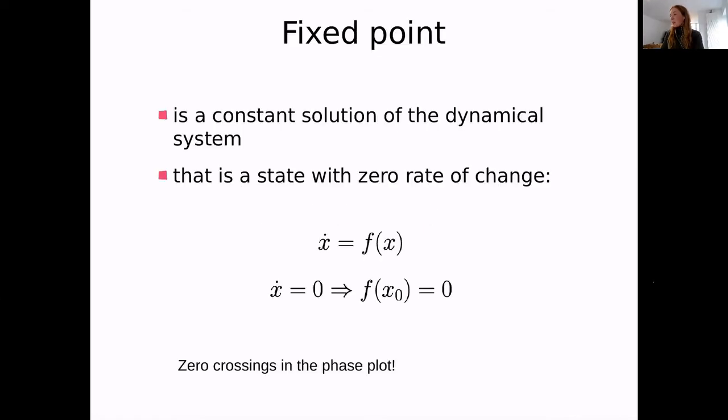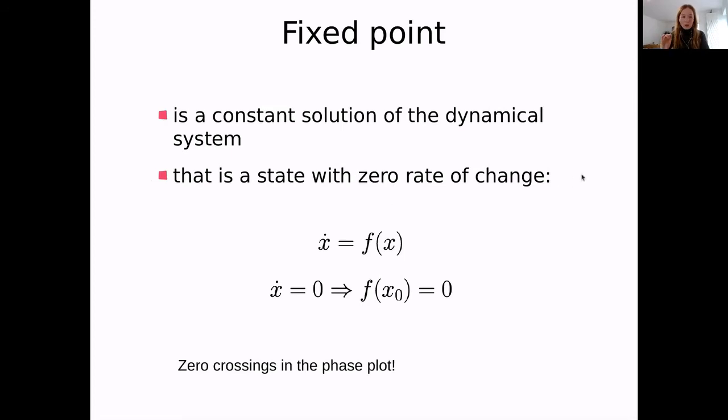Good. So this part is the more advanced part. We're talking about stability and maybe also about bifurcations. And we already discovered that in our phase plot, when our time derivative is 0, then our state is not going to change. And this is why we call it a fixed point. So it's a constant solution of our dynamical system. That is equivalent to saying that this is a state with a 0 rate of change.